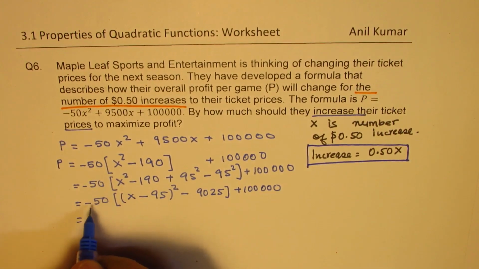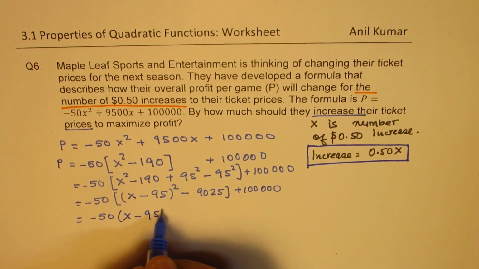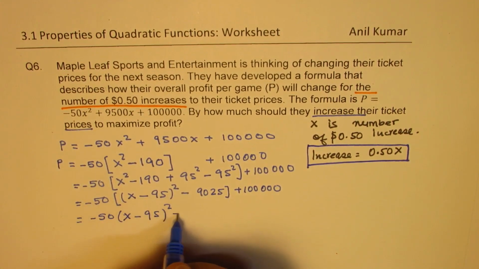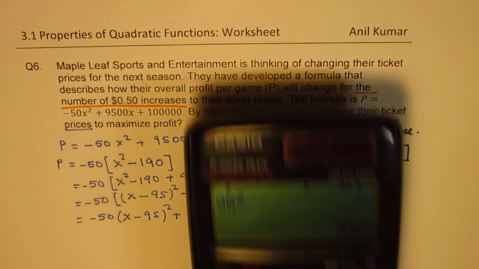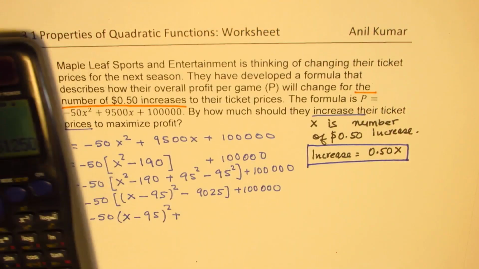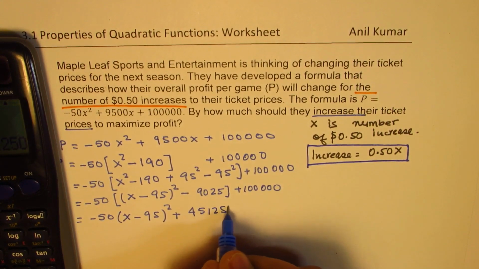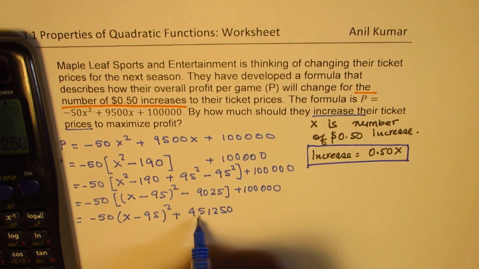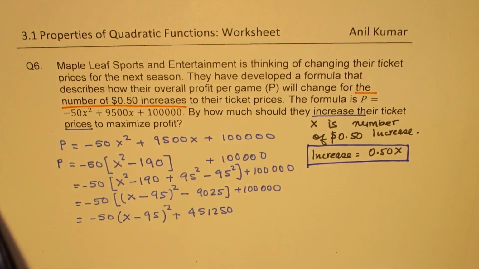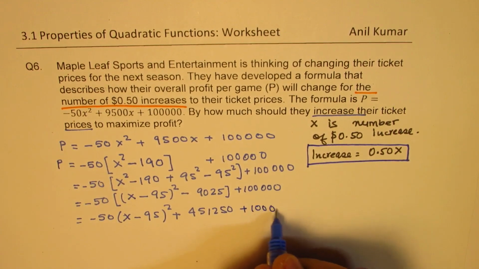95 will actually maximize. Let's open the bracket, complete the job, which is x minus 95 whole square. This minus and minus becomes positive, and we will now multiply 9025 by 50. So we get 451250. Let me check: 1 zero more, 4 nines are 45, correct? So 100 divided by 2, that's correct. So that is what you get when you multiply by 50, and here we have 100,000.